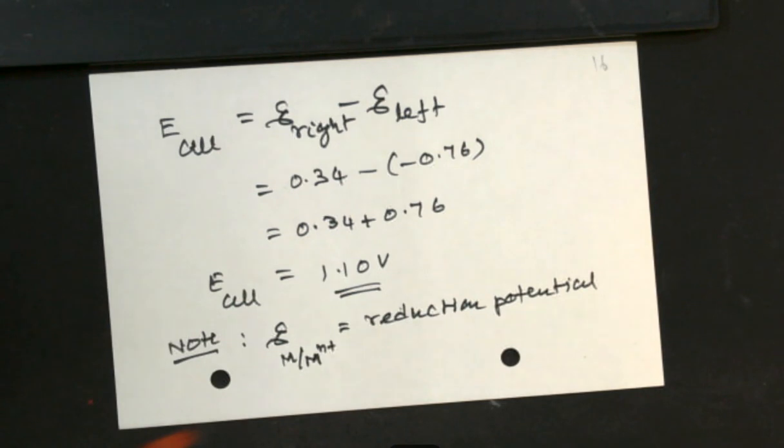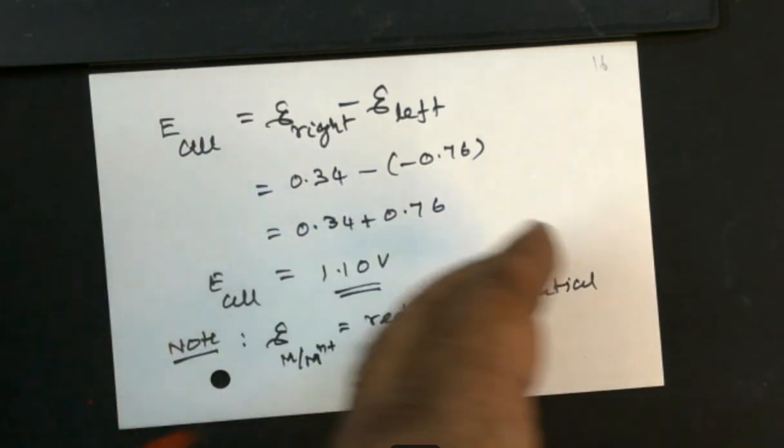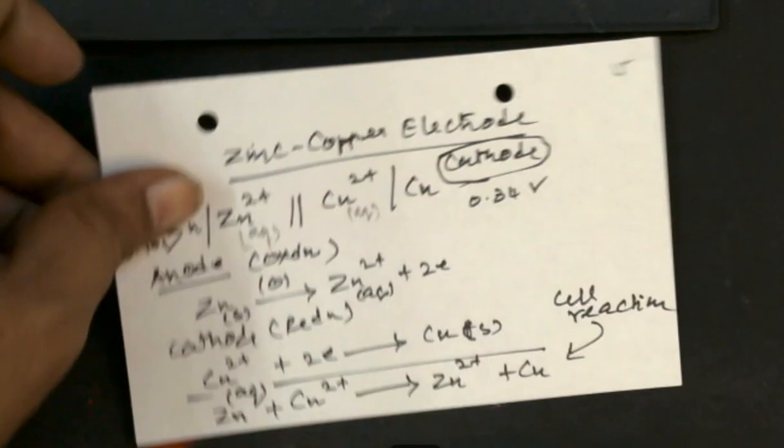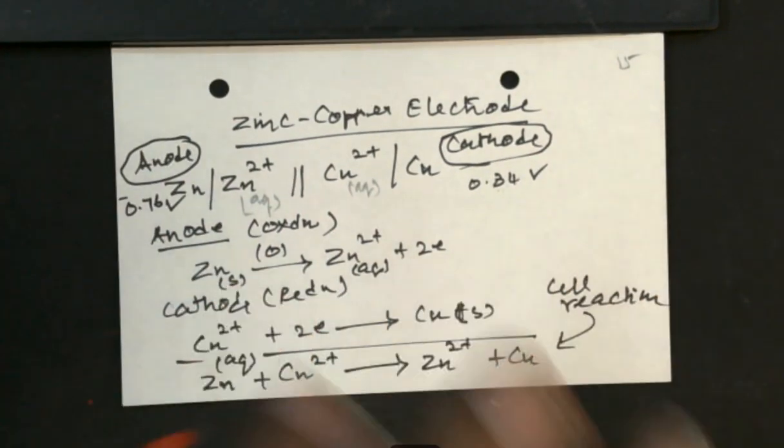So there are two ways to obtain this value. One is E right minus E left, another is by using the Nernst equation. Are you able to follow? Is it clear? Right.